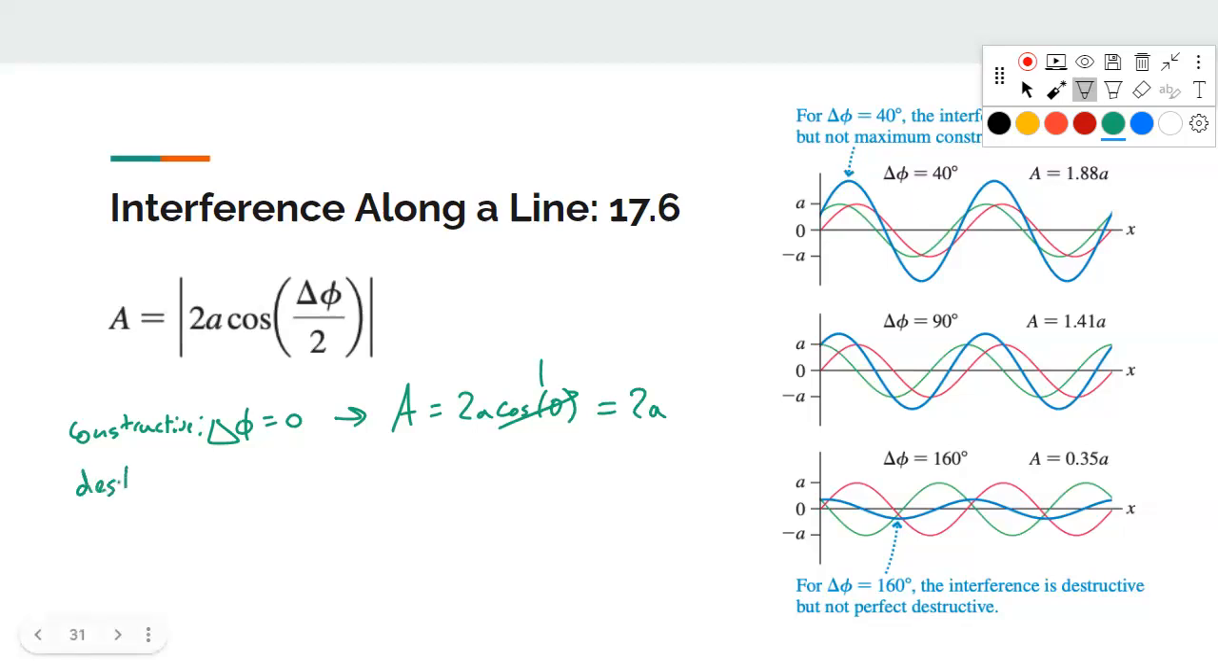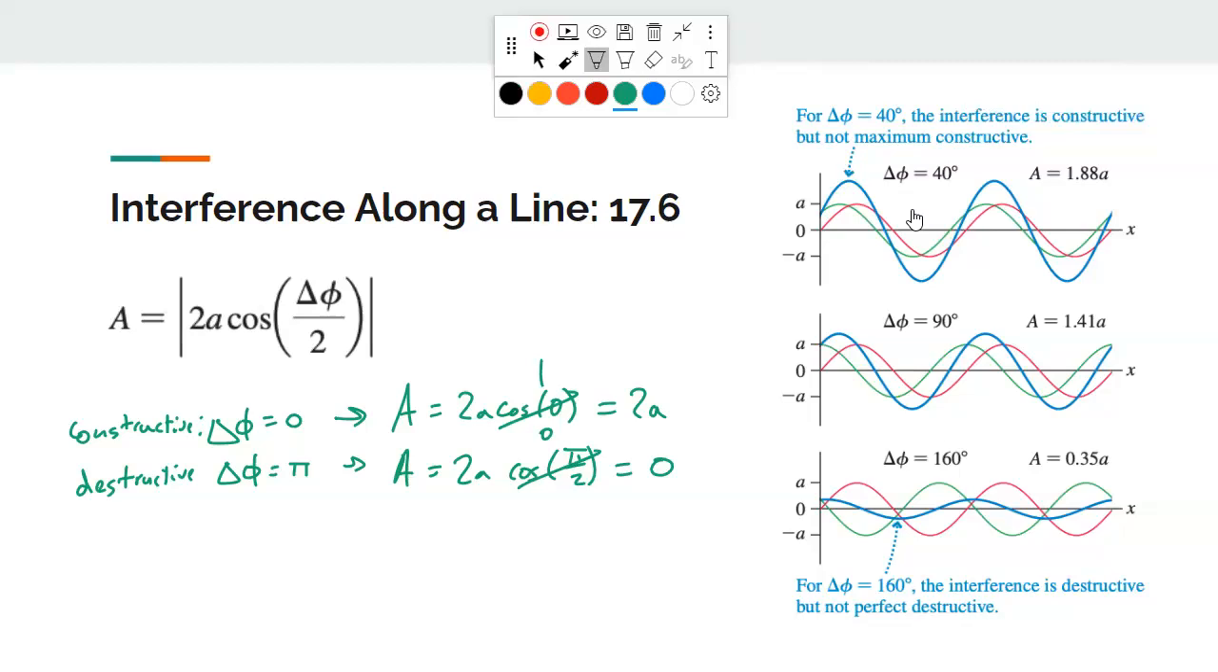And then we've also seen the destructive case, where delta phi equals pi. And so in that case, we have A is 2 times little a times cosine of pi over 2, but we know cosine of pi over 2 is 0. So this is 0, and those waves would completely cancel one another out. But you can see in these pictures here on the right what happens for different phi's.